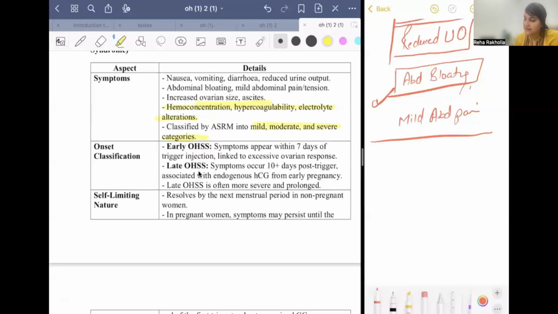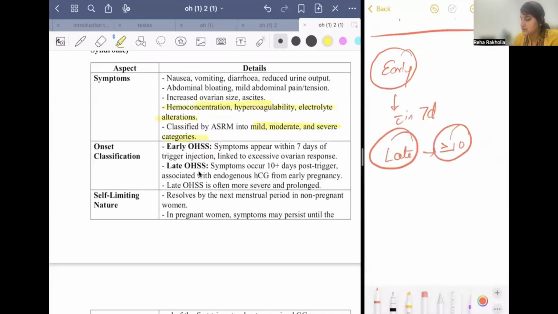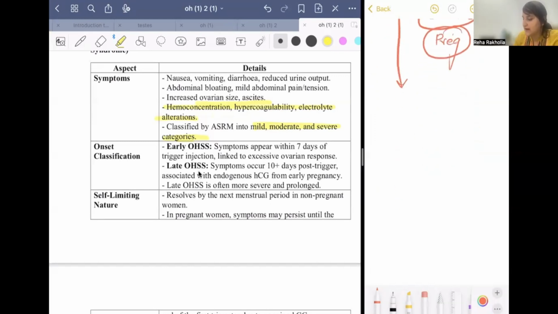Now we'll talk about the timing of symptom onset. This further categorizes OHSS into early OHSS and late OHSS. Early occurs within 7 days of HCG trigger due to excessive ovarian response. Late OHSS occurs 10 or more days post trigger, linked to endogenous HCG from early pregnancy. Late OHSS is more severe and prolonged.